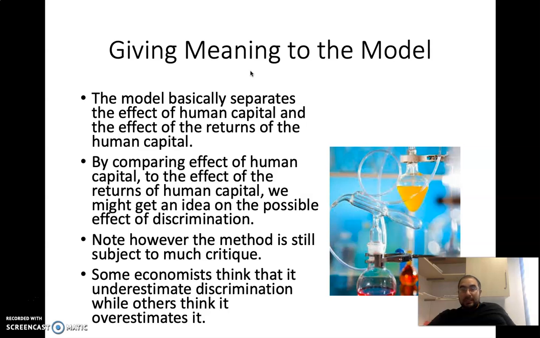Some people think it is underestimating the discrimination, which means the discrimination found by this method is low. Other economists think it is actually overestimating discrimination, which means the discrimination found by this method is higher than it actually is in the actual economic system.